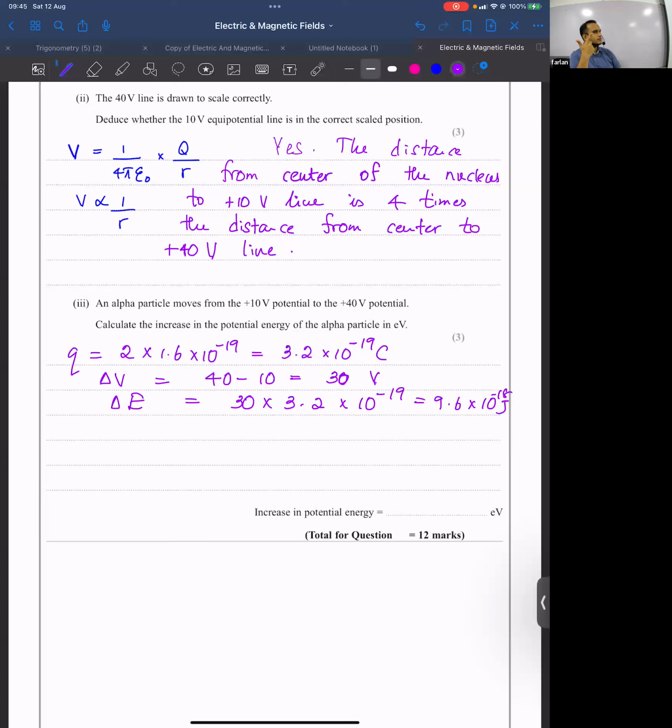Any questions? You can ask me a question. Ask me. Sure. So gain in potential energy will be the potential difference multiplied by the charge. So how is the charge 3.2? Because an alpha particle means 2 protons. Alpha particle consists of 2 protons. Okay. So 2 protons is 2 into charge of a proton is 1.6 into 10 to the minus 19. Is that okay? Yes. Right.